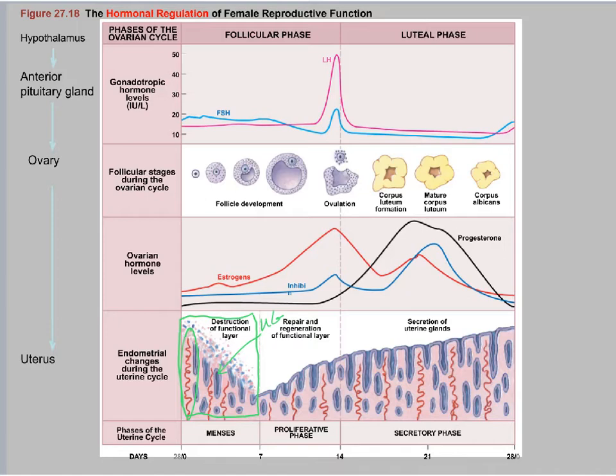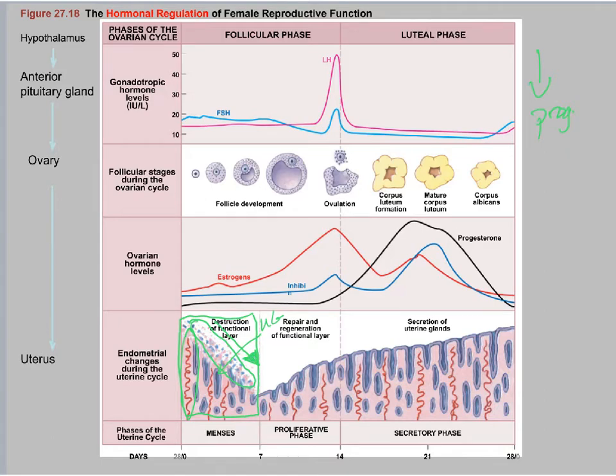And as a result of a decrease in progesterone, we see that the uterine wall begins to decrease. So the thickness of the uterine wall, or the endometrium, decreases. And this is essentially menstruation. So as those dead cells and mucus are lost, the endometrium thins out considerably.